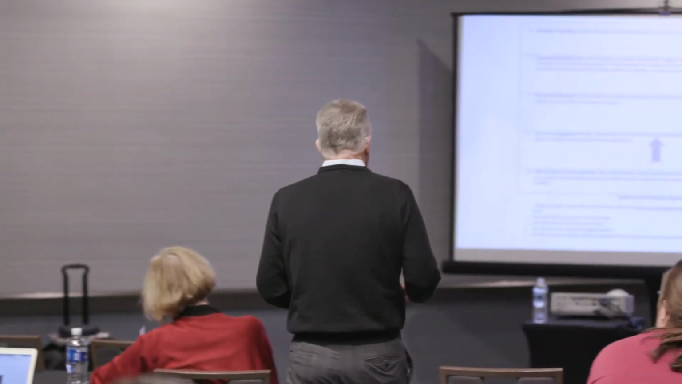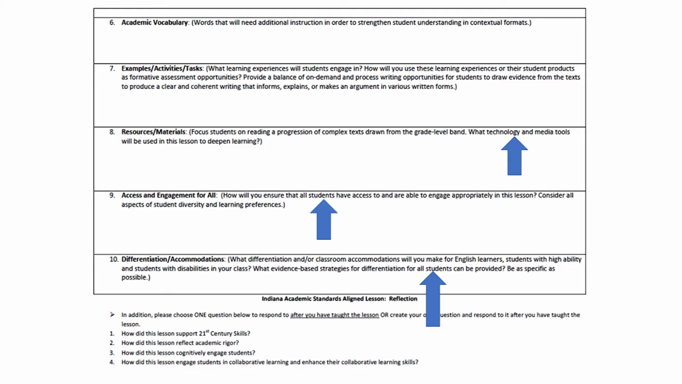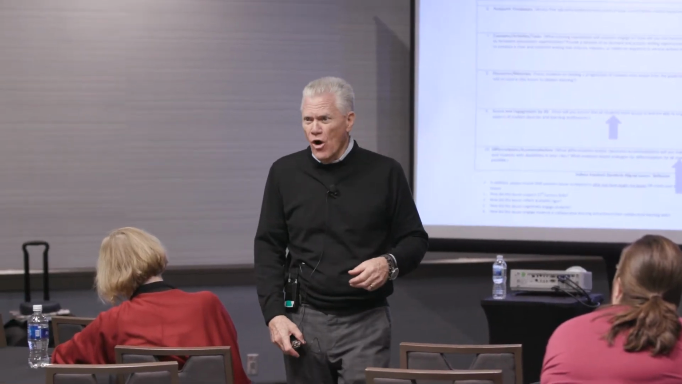The last one that is part of this is what evidence-based strategies for differentiation for all students can be provided. That may seem oxymoronic to you. Differentiate for all students? As I said earlier, that may cause you to have nightmares. I have 25 kids. How am I going to differentiate for all students? You can't. That's not what this sentence means.